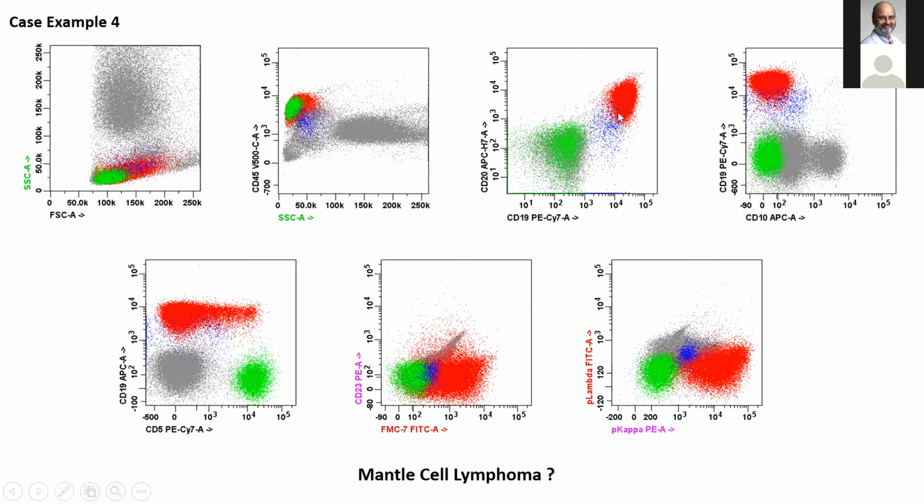If we look over here, both our red and our blue are CD19 positive, so they're probably B lineage. For CD20, our red is nicely bright positive. Our blue is actually partial positive. Okay, so again, these are probably B lineage cells.